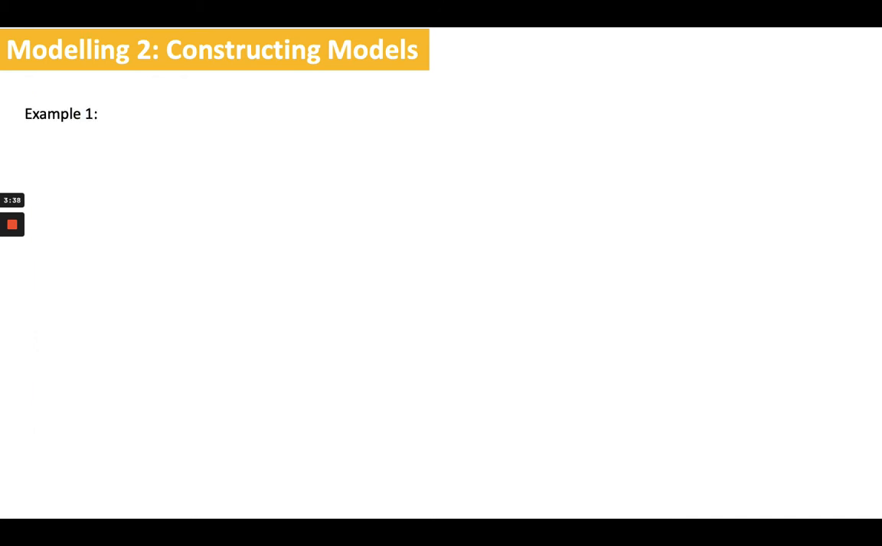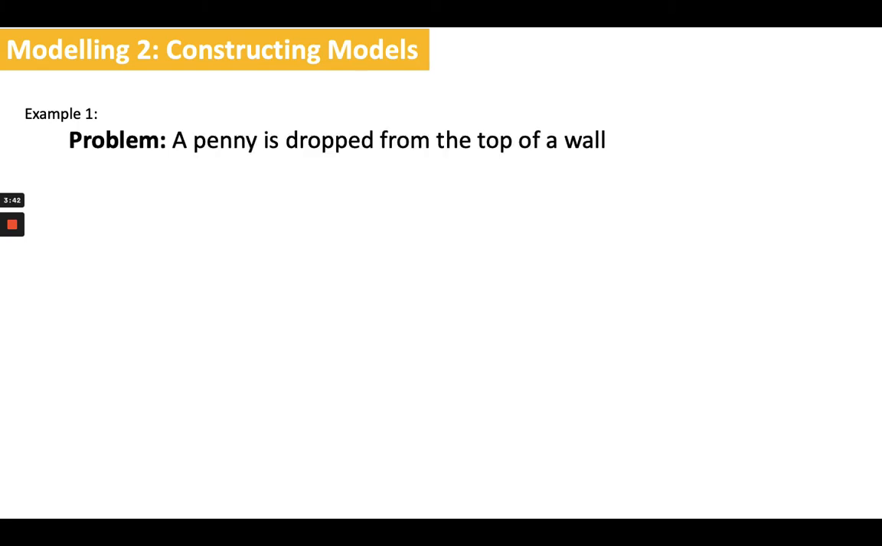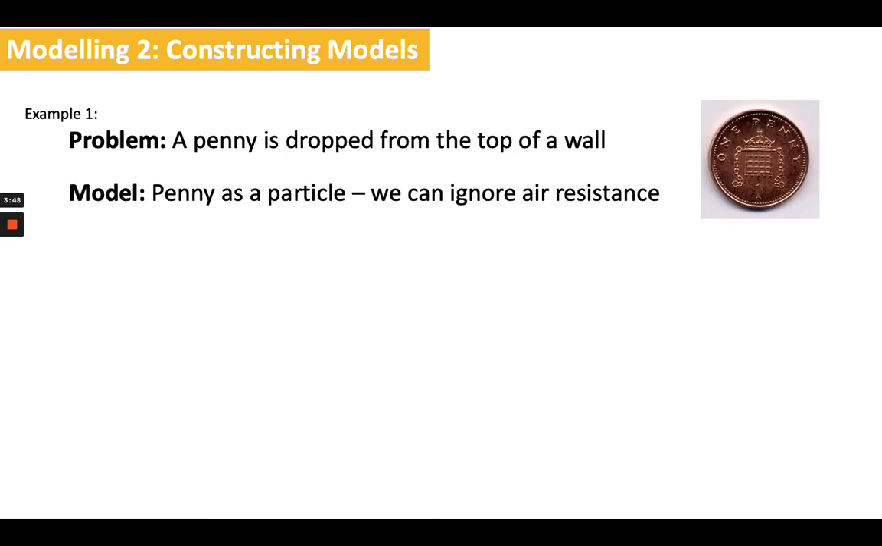But the key thing is we're going to look at how we use these assumptions. So let's think about a situation where I've dropped a penny from the top of a wall. So we've got some penny. My model will assume that the penny is a particle. Now, as you've seen, the particle will allow me to ignore air resistance. What I think about is how valid an assumption that is.